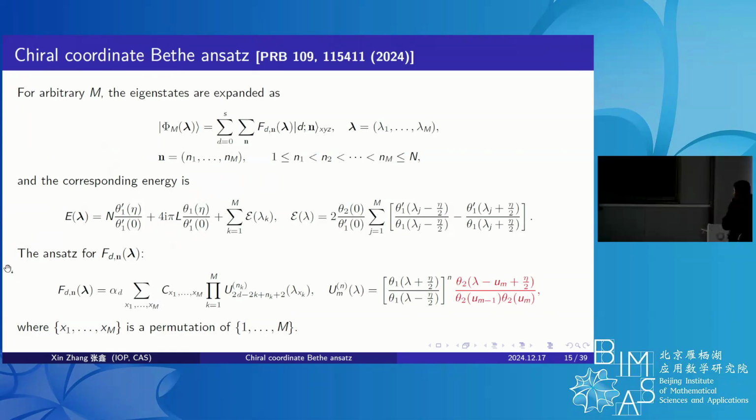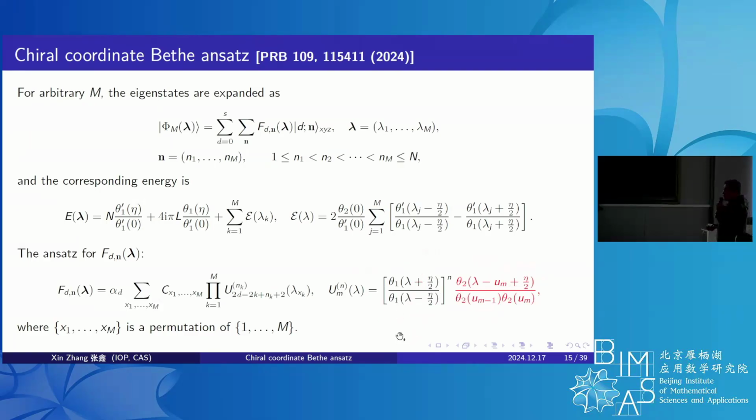So what is the ansatz for the expansion coefficients? This is an ansatz for this expansion coefficient. This function can be given by such a u function, and this u function depends on the Bethe roots, and also there's a coupling between the Bethe roots and the phase factor in the basis.